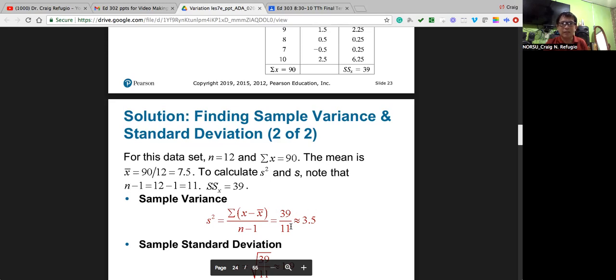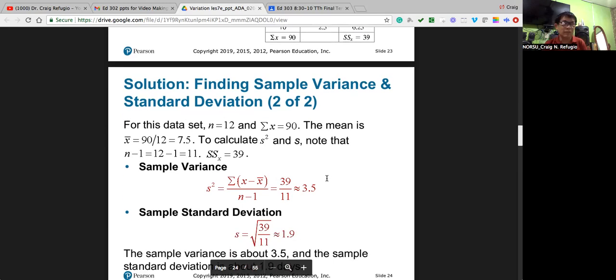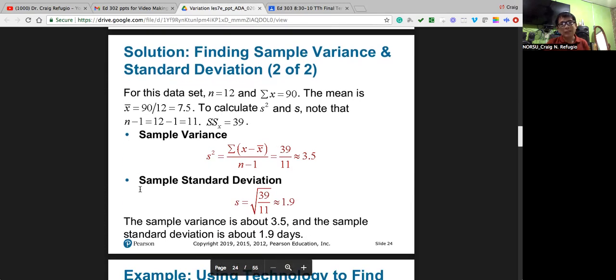So 39 divided by 11. Then we use approximation because the division is not exact. So 3.9. How to get the sample standard deviation? You get the square root of the sample variance. Remember I mentioned that the square root of the sample variance is equal to the standard deviation. So the square root of 39 divided by 11 is approximately 1.9.